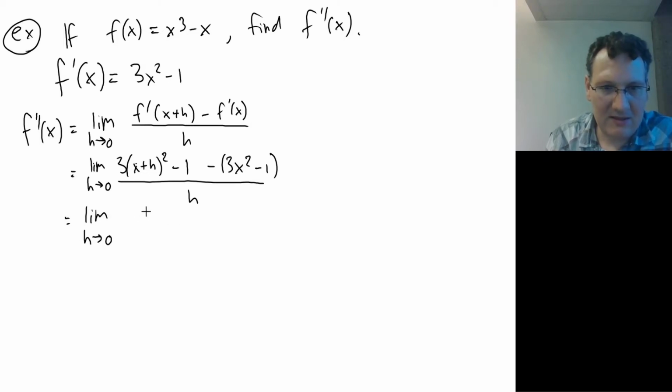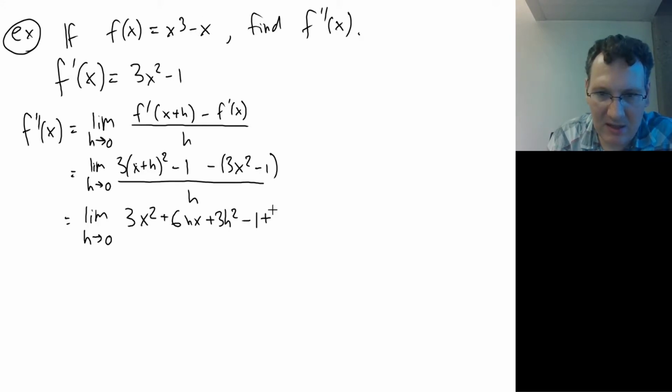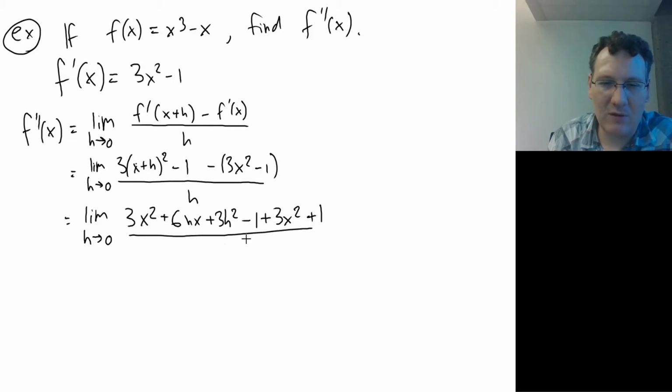This is the limit as h goes to 0. We have, let's see, 3 times (x plus h) squared. That will be 3x squared, and then 2hx, but that's times 3, so it's plus 6hx, and then plus h squared, but that's times 3, so it's plus 3h squared, right, minus 1, but that's minus a minus, so it's going to actually be a plus 3x squared, and then plus that 1, all over h.